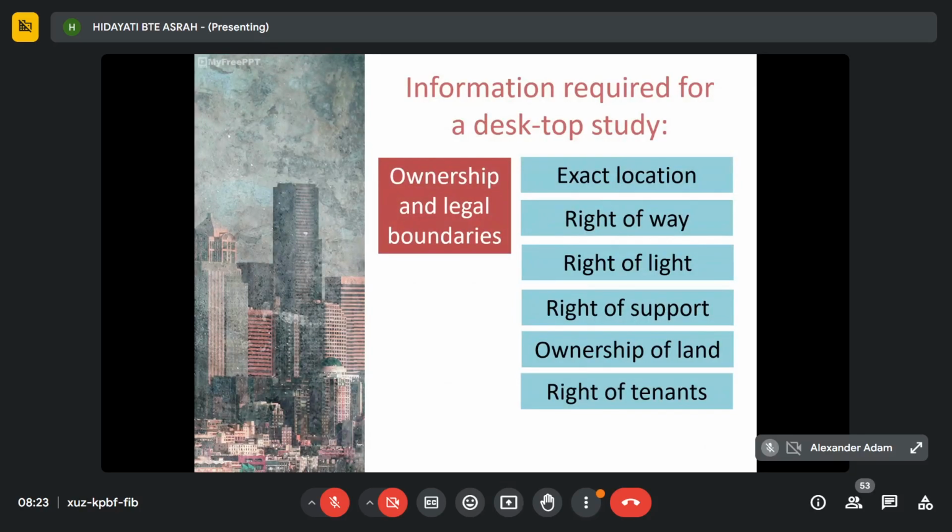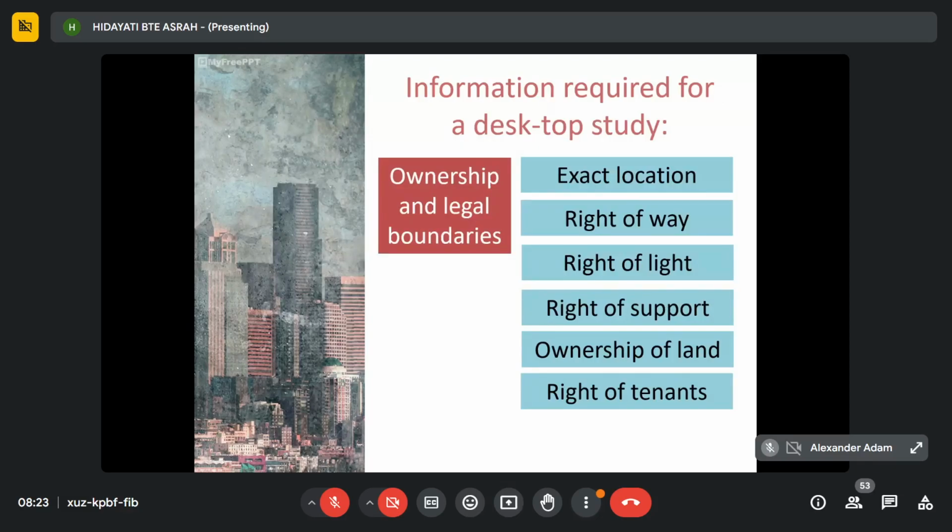So the information required for a desktop study. First, you have to check the ownership and legal boundary of the site project. You must know the exact location of the site boundary of your project. Usually, this data can be given by the owner, and the owner needs to provide the design team and contractor information regarding the exact location and what the site boundary is.